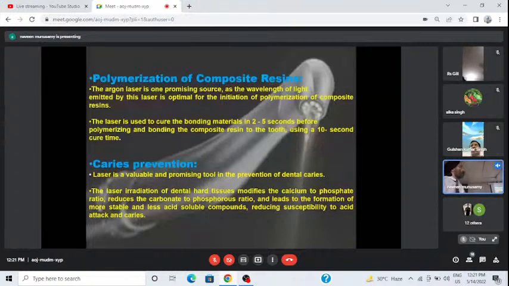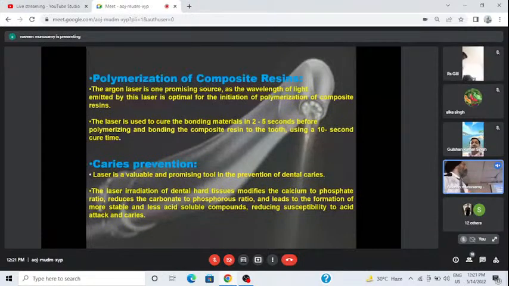They can also be used for caries prevention. Other than applying fluoride and everything, the laser irradiation of dental hard tissue modifies the calcium to phosphate ratio, reduces the carbonate to phosphorus ratio, thus leads to the formation of more stable and less acid-soluble compounds, which prevents caries.